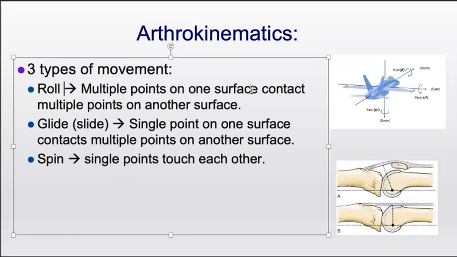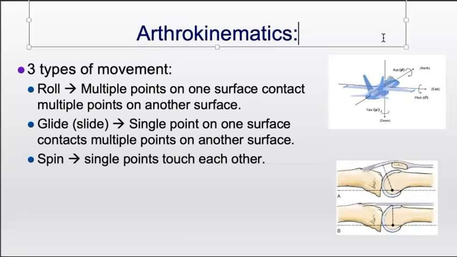Glide is kind of analogous with slide. So if you have a square rock, you're not going to be able to roll it. You're actually just going to have to slide it or push it. So a single point on one surface, that would be the rock you're pushing, contacts multiple points on another surface. Okay. Spin, on the other hand, is almost like a top spinning. So one point on that surface is actually spinning just on one point of the other surface.